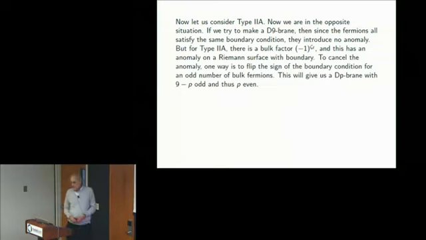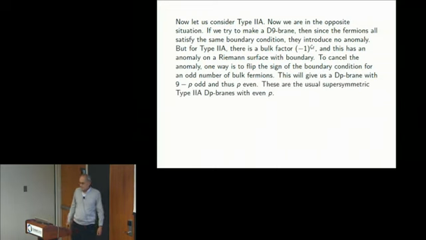To cancel the anomaly, one way is to flip the sign of the boundary condition for an odd number of bulk fermions. That gives a Dp brane where 9 minus p is odd, so p is even. These are the usual supersymmetric type 2a Dp branes with even p.